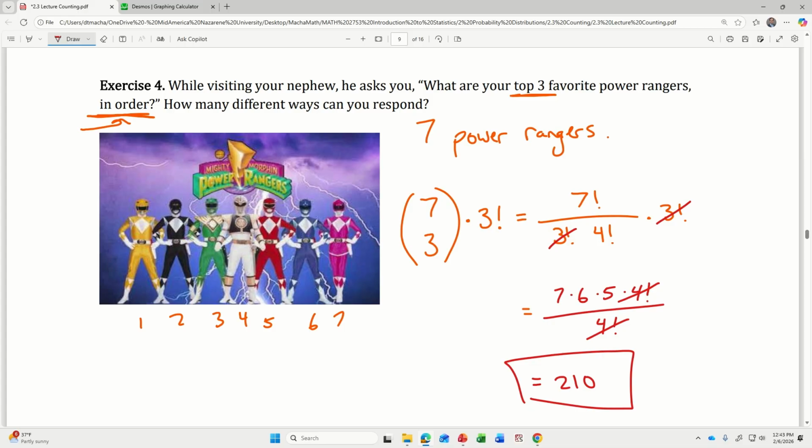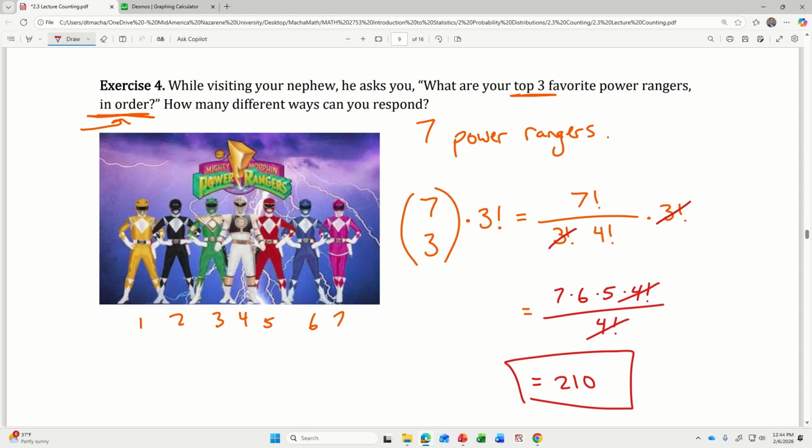So let me describe the situation one more time. The reason we said 7 choose 3, this binomial coefficient, we read it out loud by saying 7 choose 3, is because I've got 7 Power Rangers and I have to choose 3 of them. So that's the number of different ways I can choose 3 out of 7. I multiply times 3 factorial because that is the number of different ways I can take a set with 3 elements and then permute them in different ways. So that's why I'm multiplying by 3 factorial, is because I'm supposed to place them in order.